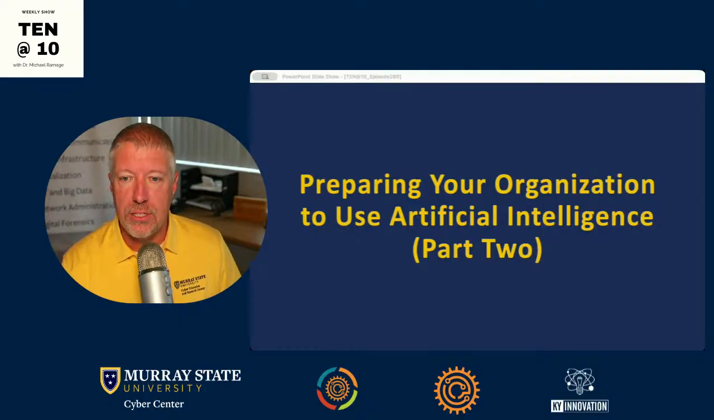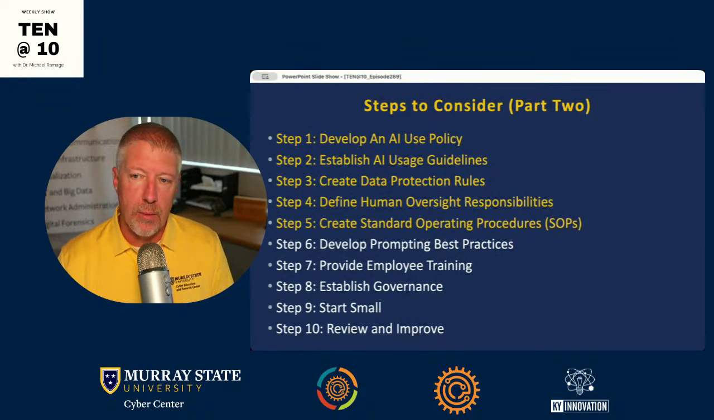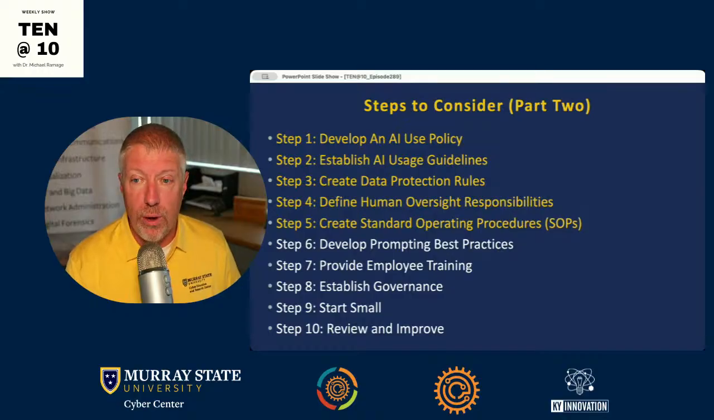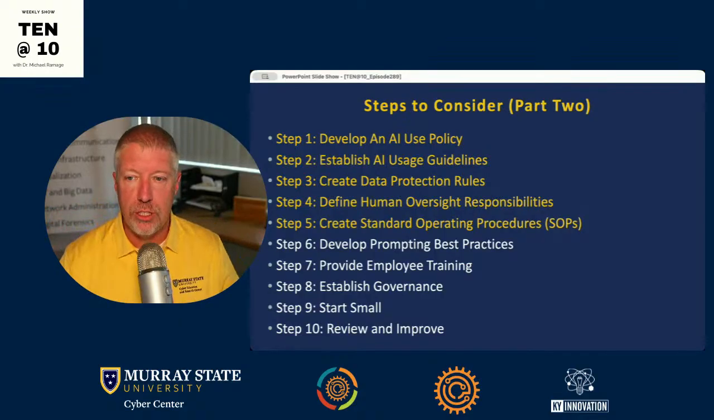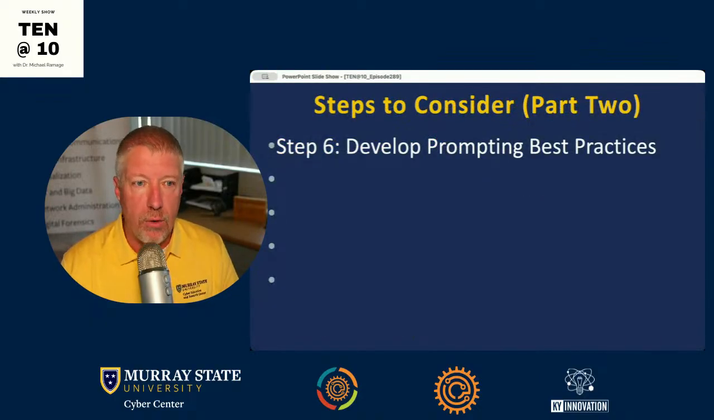And I started last time talking a little bit about some things that we can do. We talked through the first 5 steps, developing an AI use policy. If people don't know or understand what we can do, then they're not going to know what we can't do. In addition to the policy setting the direction, we should also set our usage guidelines, create rules to make sure we're protecting our data, define where human oversight should be included, and create some standard operating procedures. Now, that's a really good start, and frankly, that's a fantastic start. We could get going with that, but I don't want us to stop there.